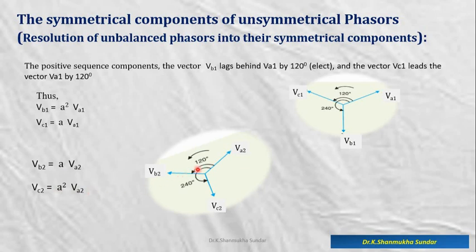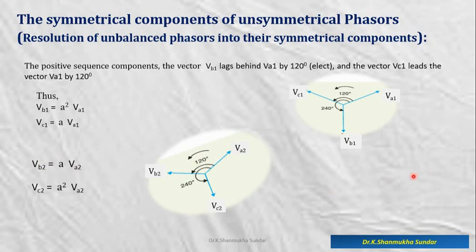Is it clear? Now VB2, if you consider it with respect to VA2, it is leading by 120 degrees. So VA2 must be multiplied with A in order to get VB2. Therefore VB2 is equal to A VA2.